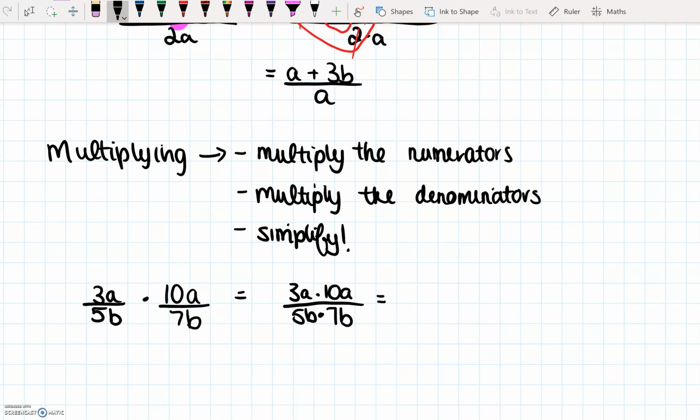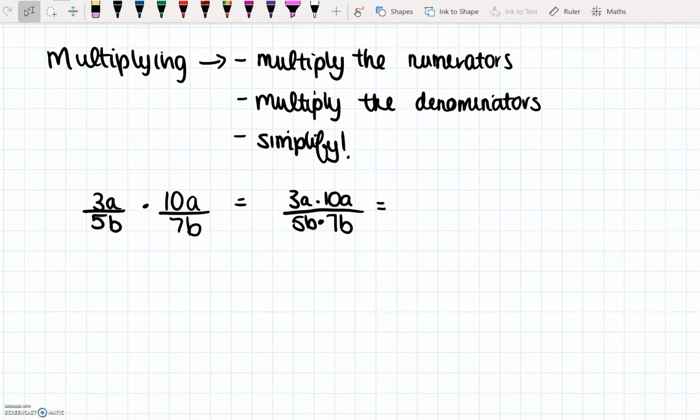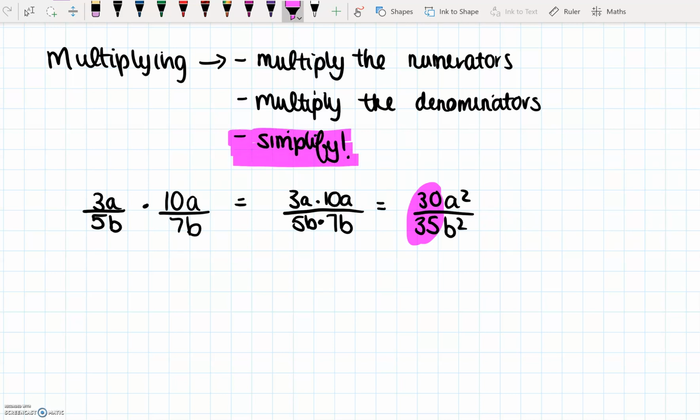I'm going to work across the page. You know I normally want you to work down, but I want to keep this as simple as possible here. So 3 times 10 is 30. A times a is a squared over 5 times 7 is 35. B times b is b squared. Now, you should be able to recognize here that these two numbers can be simplified. That's why our last step is always to simplify.